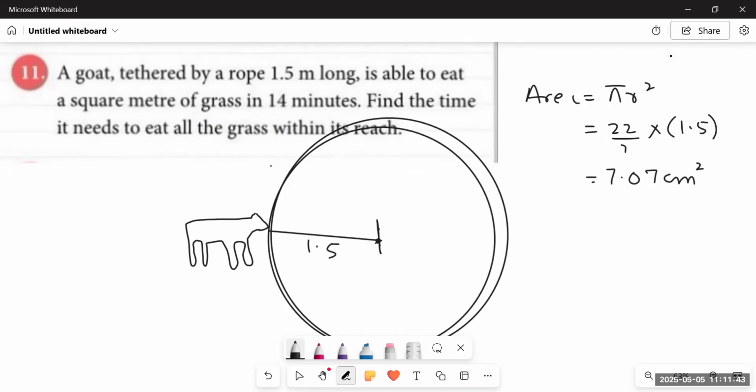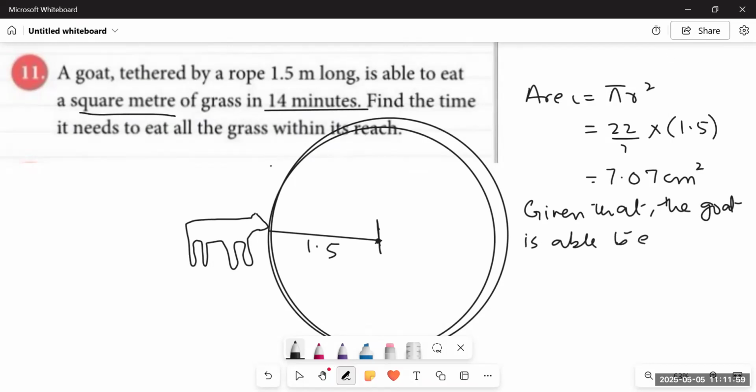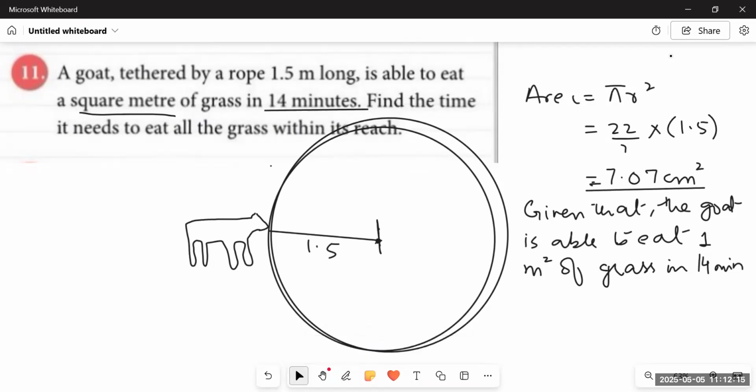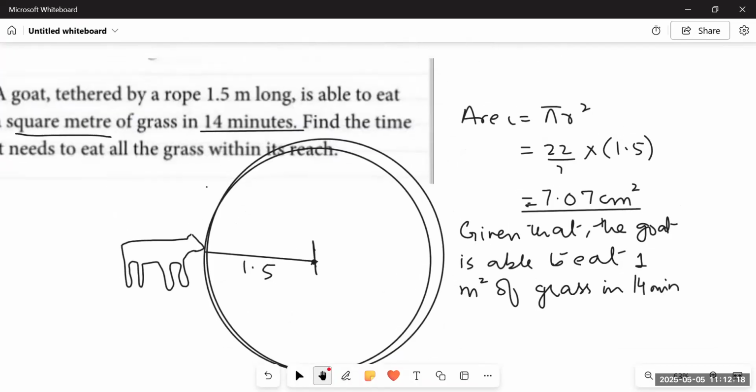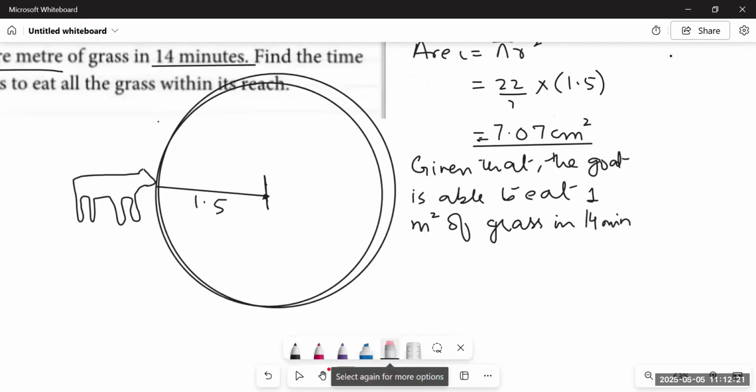So if she takes 14 minutes to graze 1 square meter, we will write it. Given that the goat is able to eat 1 meter square of grass in 14 minutes. So how much grass is in her range? That's 7.07 meter square. Sorry, meter square, it's not centimeter.